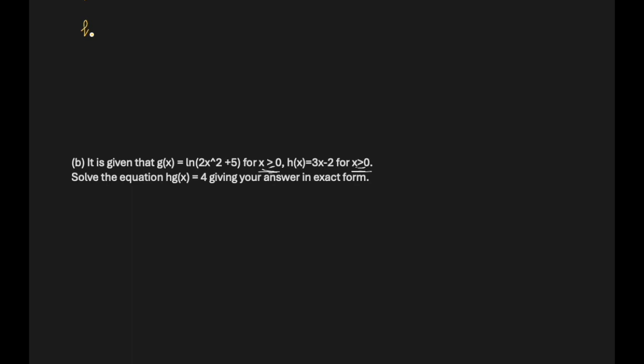Okay, so hgx, this is what we need to know. It is equal to 4. That means inside parent function h, input gx. So h is here. In place of this x, we will write gx, the whole value of it. So here I will write hgx will be equal to 3 times ln 2x square plus 5, minus 2 was also there. So minus 2 is equal to 4.